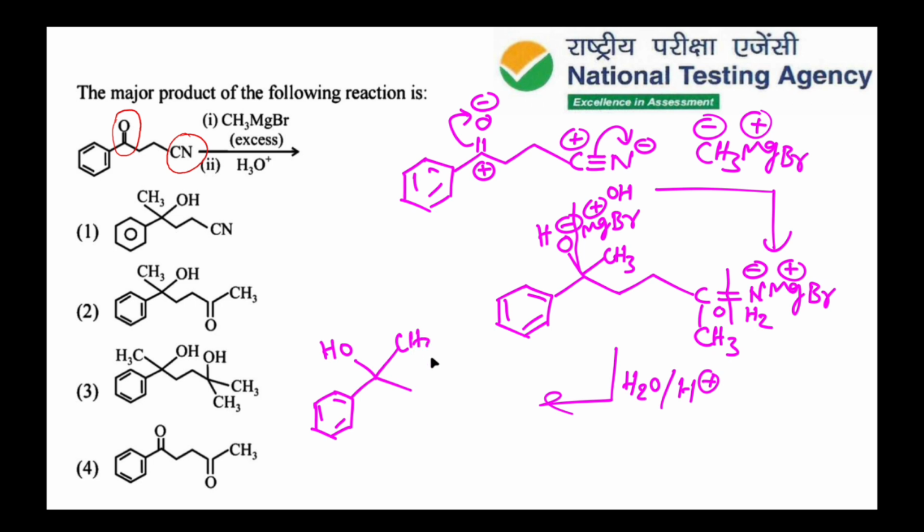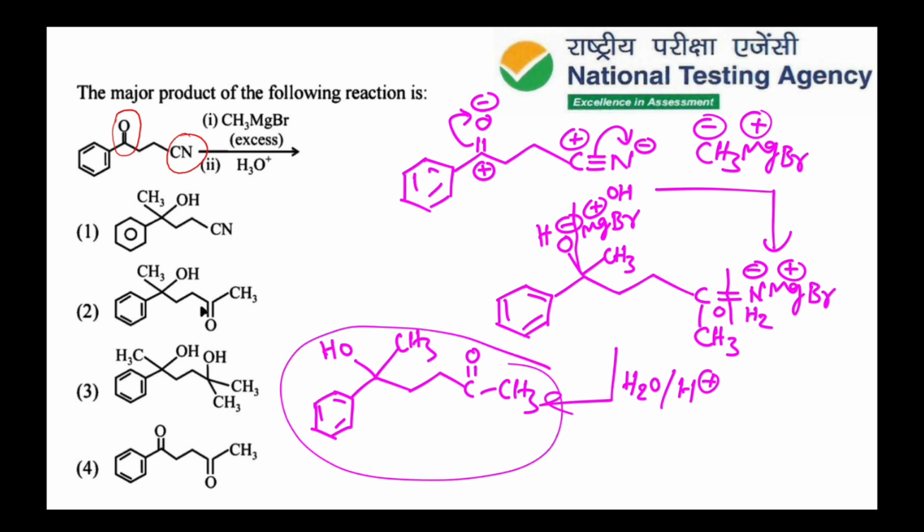then CH3 is there, CH2, C double bond O, CH3. So this is the final product. So the correct representation is the second option.